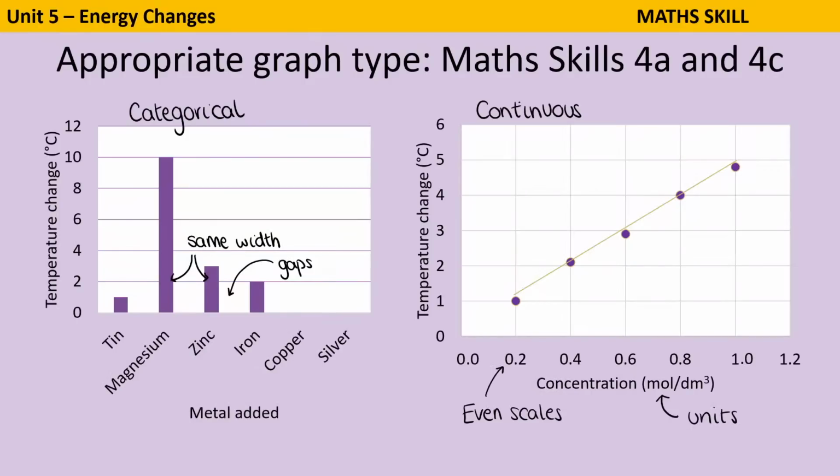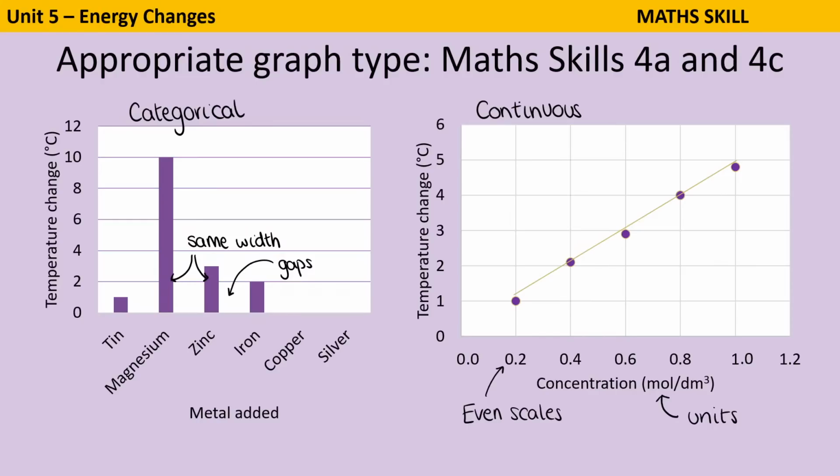So the graph that I've drawn on the right hand side, you can see that that data fits a straight line of best fit. The point of the line of best fit is to allow you to make a prediction about what a different value would be. So say if I was going to do the experiment with a concentration of 0.5, what would I expect the temperature change to be?